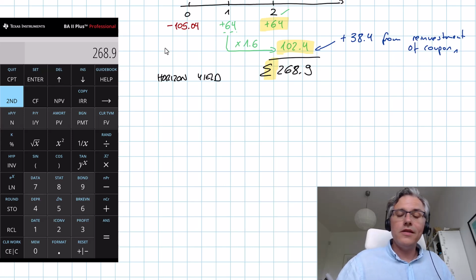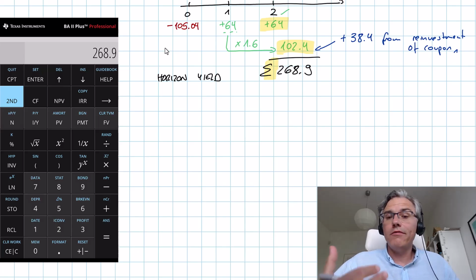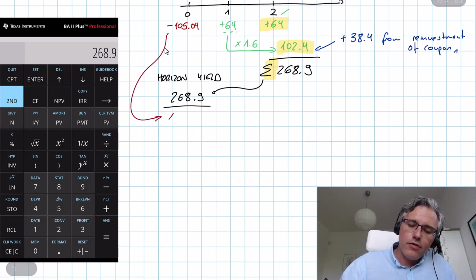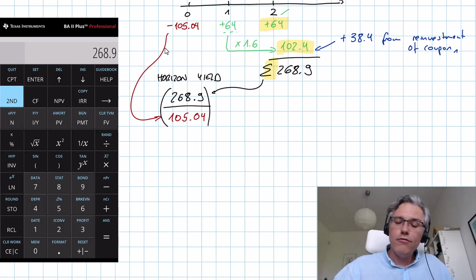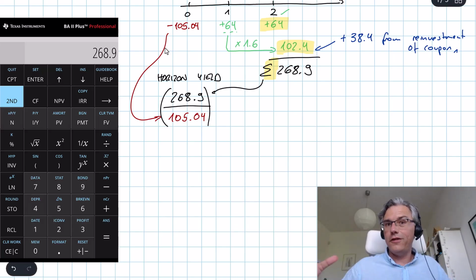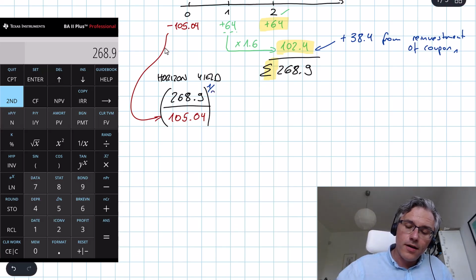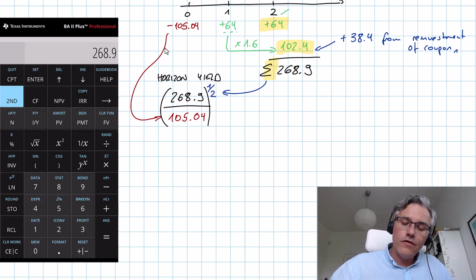Just like we did in the previous video, we can turn this into a horizon yield, the rate of return experienced by the investor, which includes the selling price and also the reinvestment of coupons. So 268.9 goes to the numerator of the fraction. In the denominator we are going to have the price at which the purchase was made, 105.04, and we need to take the square root of this because it occurred over a 2-year period. So raise this to the power of 1 over 2, or 0.5, and we need to deduct 1.